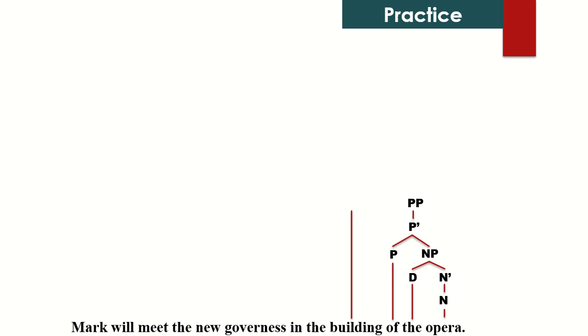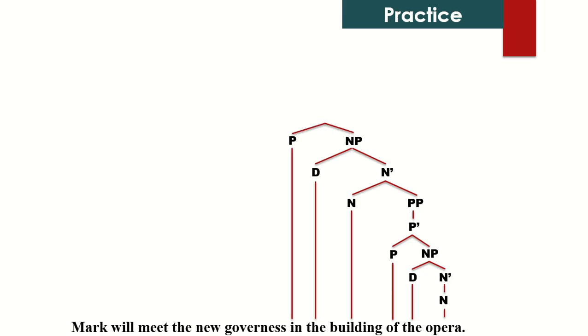Once you do this analysis, you start drawing the tree. Should we project just N? No, we should project N bar too, because we know that a specifier, a determiner, is a sister of an N bar level and a daughter of the phrase NP. This NP is the complement of the preposition, so P, NP, P bar, and then PP. This PP is the complement of the noun building, so sister to N, daughter of N bar. And finally, this specifier D is sister to N bar, daughter of the phrase NP. This NP is the complement of the preposition P, so sister to P, daughter of P bar, and finally PP. We leave it there. We finished with it and we move to the new governess.